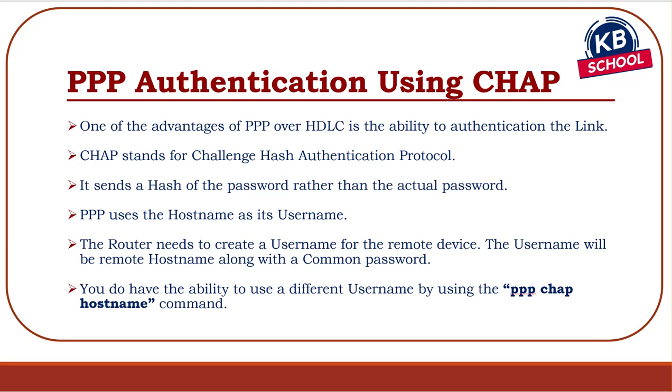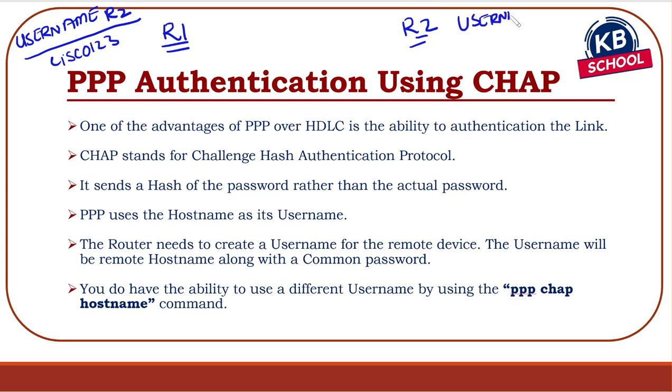Now, PPP uses the host name as a username by default. So you don't even need to send anything. By default, if you have a host name R1 and you have a host name R2, I can immediately create a database on R1 for R2 along with the common password. Let's say Cisco123, and over here the username that will be created will be for R1, the host name, and the password will be Cisco123.